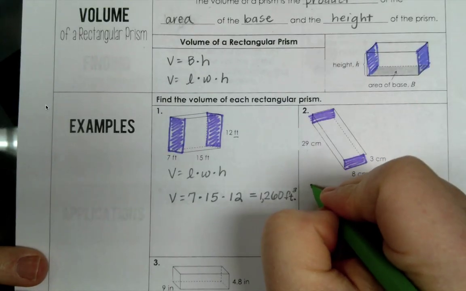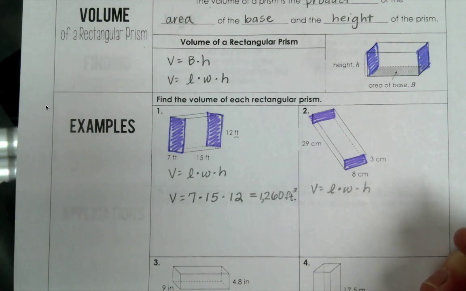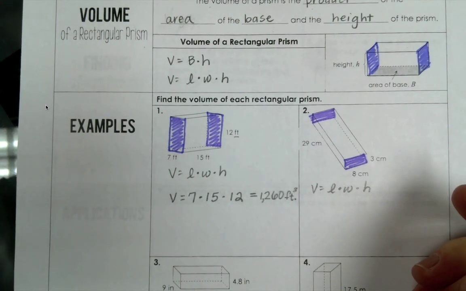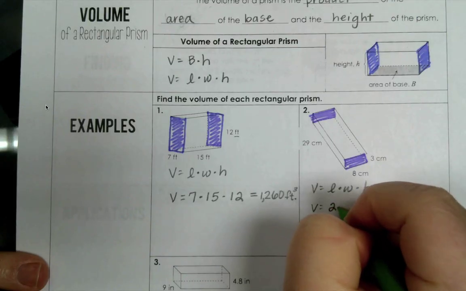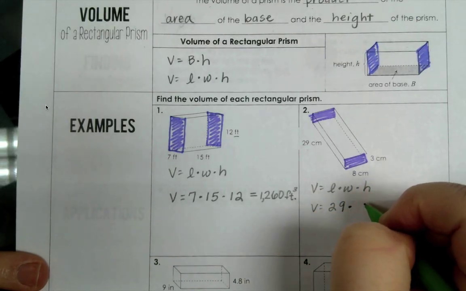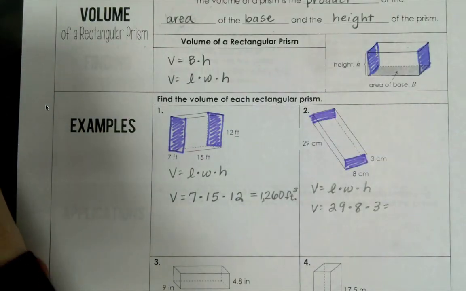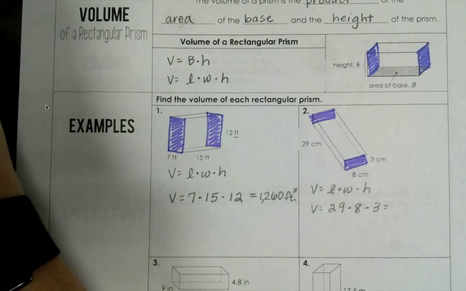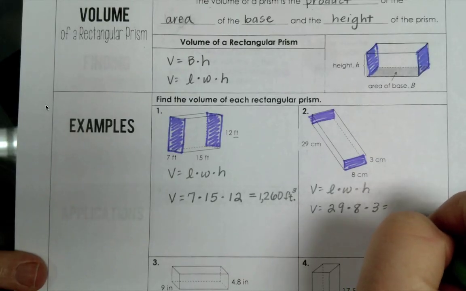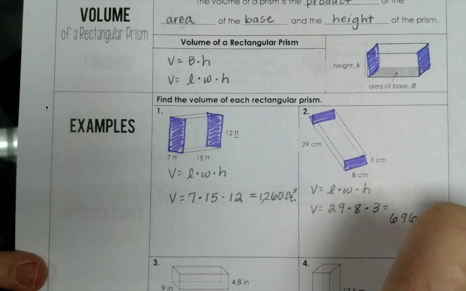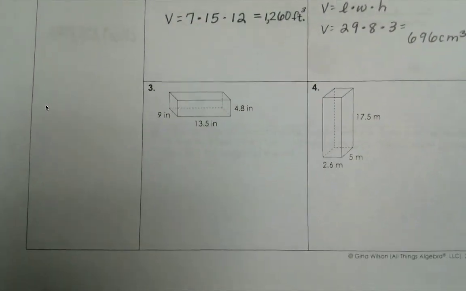I'm going to say volume equals length times width times height. And I'm going to go with 29 times 8 times 3. Where I get 696 centimeters cubed. I almost put squared. Woo. Okay, look at number 3.